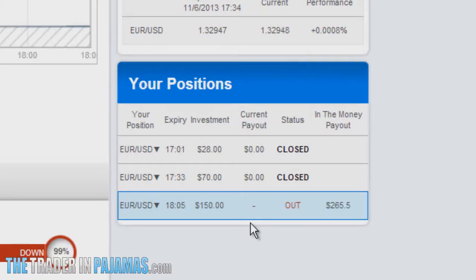This trade, if it wins, will pay out $265.50. And that's going to help us out in a number of ways. We'll recoup our $12 loss from the first trade, the $28 investment of the second trade, the $70 from the third trade, the $150 from the fourth trade, and we'll still generate a profit of $5.50 on top of it, and we'll still stay in the black. How great is that?